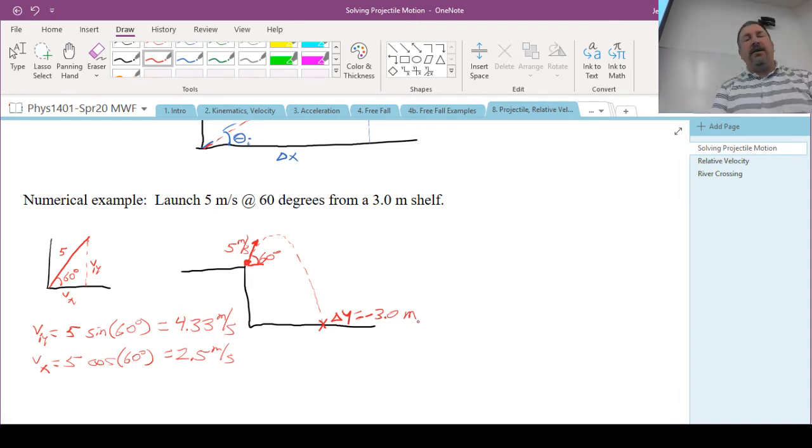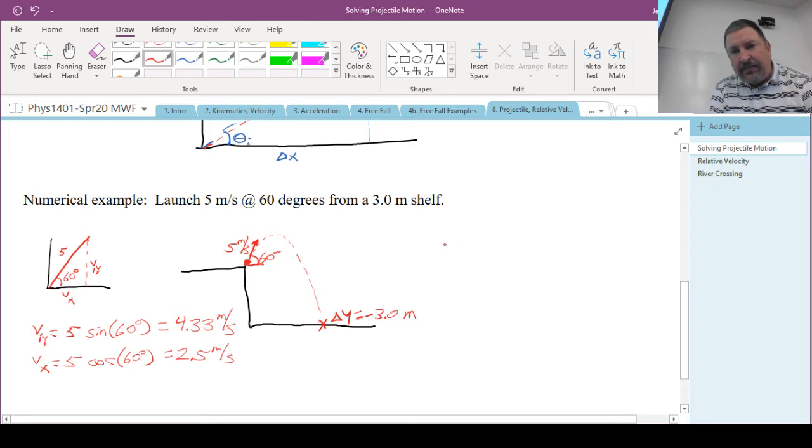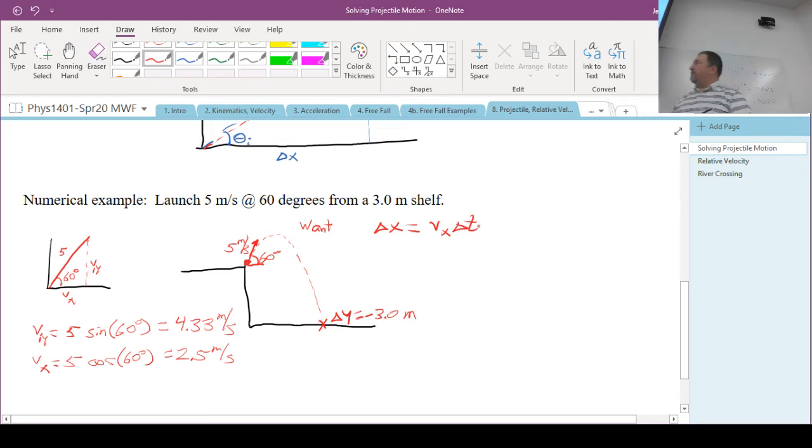So here is how I attack that. I want to know delta x, which is v sub x delta t. So I know my x component of velocity because I know all about the initial velocity, and the x component doesn't change. So when I know the initial x velocity, it is the only x velocity. So I got that part of it, but I need time. I need to know what the flight time is.